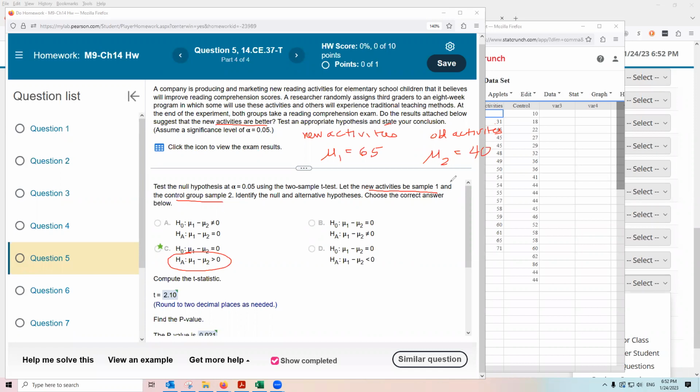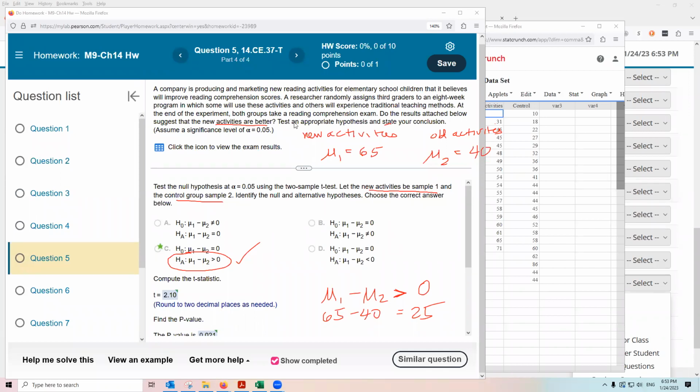Right? Because I want the new activities to have higher scores because the new activities supposedly is a better teaching method. Well, what if I take mu1 minus mu2 in my made up example? That would be 65 minus 40. Well, that's a positive number. So that means mu1 minus mu2 has to be positive. So that's why we write it as greater than 0. All right, so that's the setup of the null and alternative.